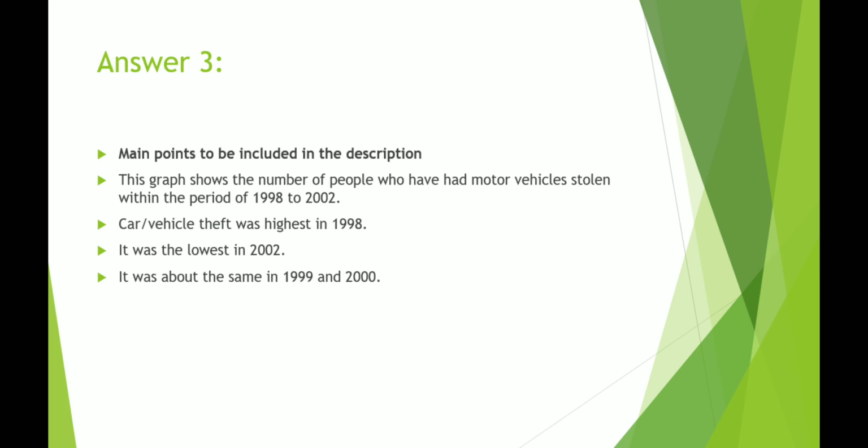Question number 3. The graph shows the number of people who have motor vehicles stolen within the period of 1998 to 2002. Car vehicle theft was the highest in 1998. It was the lowest in 2002. It was about the same in 1999 and 2000. All right, so very simple, this one.